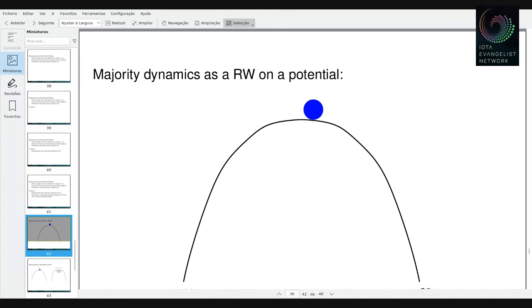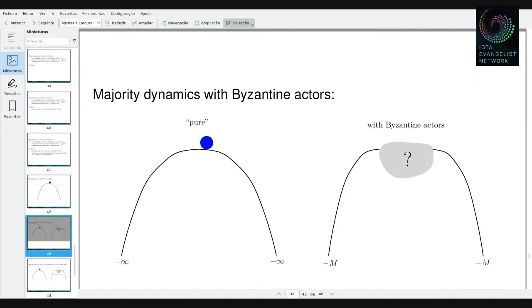Okay, so I hope this is clear, but this is only for the ideal model without Byzantine actors. So here we are assuming that everybody is honest, everybody just honestly reports their opinions. Now, what happens when we have Byzantine actors? So some nodes are actually malicious. They may lie to others about their current opinion.